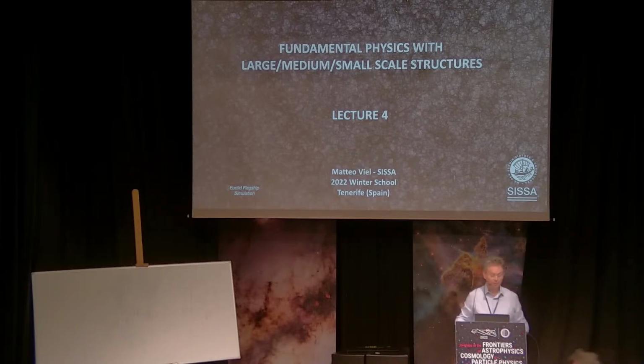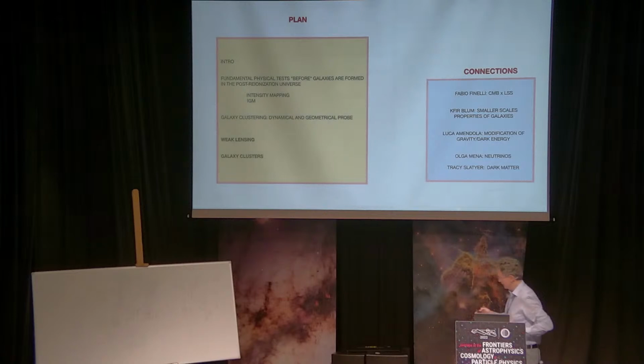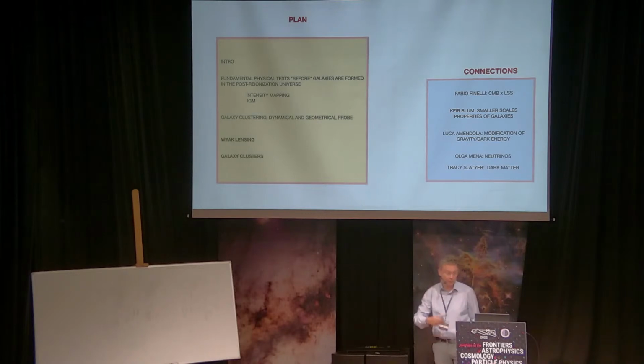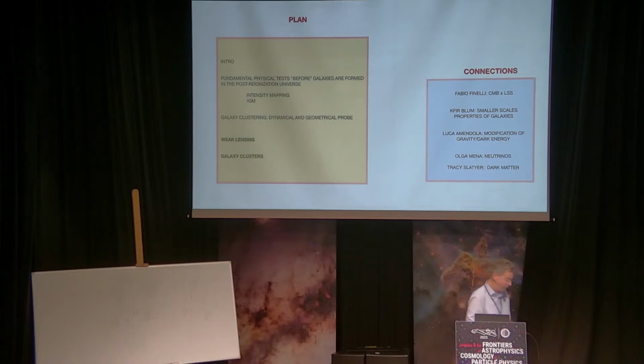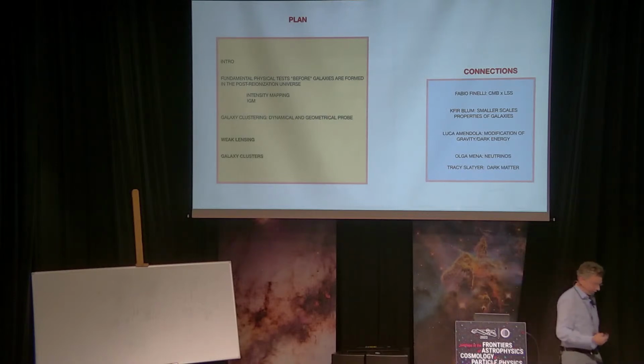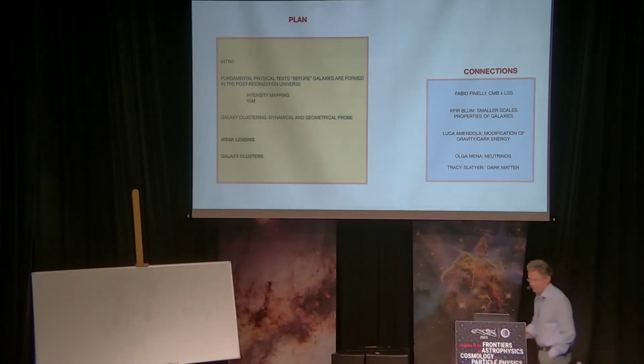So, lecture number 4. Again, I show you the rationale behind it. We started out with high redshift, intensity mapping, and the intergalactic medium. Yesterday we saw galaxy clustering, from redshift 0 up to redshift 1 or so. And now we will be again at redshift 1 or so with weak lensing, and then, if there is time, galaxy clusters, because I would like to talk also about these objects that are somewhat closer to us, right?